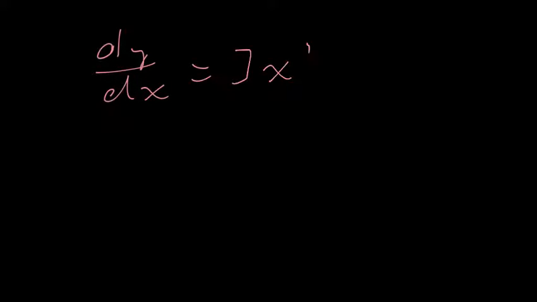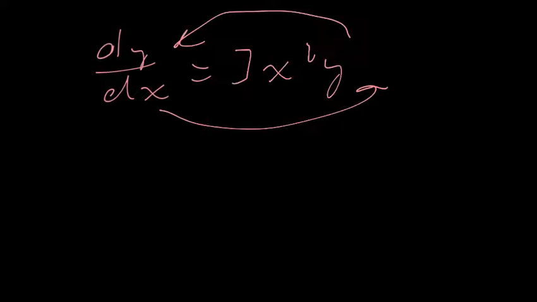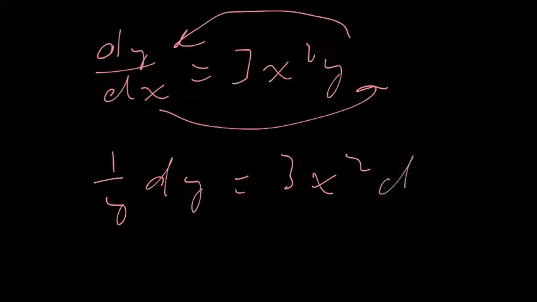In this video, we're just going to do some more examples of using separation of variables to solve differential equations. In our first example, we have dy/dx is equal to 3x squared y. So what we do is, again, we move the dx to the other side, and then we bring the y over here. So what we'll have is 1 over y dy is equal to 3x squared dx.